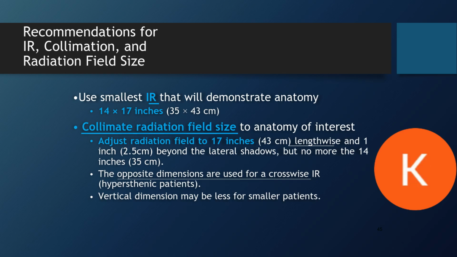Recommendation for IR, collimation, and radiation field size. So use the smallest image receptor that will demonstrate the anatomy. In our case, we are using the 14 by 17. Collimate the radiation field size to the anatomy of interest. So we adjust the radiation field to 17 inches lengthwise and 1 inch beyond the lateral shadows, but no more than 14 inches. The opposite dimensions are used for a crosswise IR, which is for a hypersthenic patient. The vertical dimensions may be less for smaller patients.